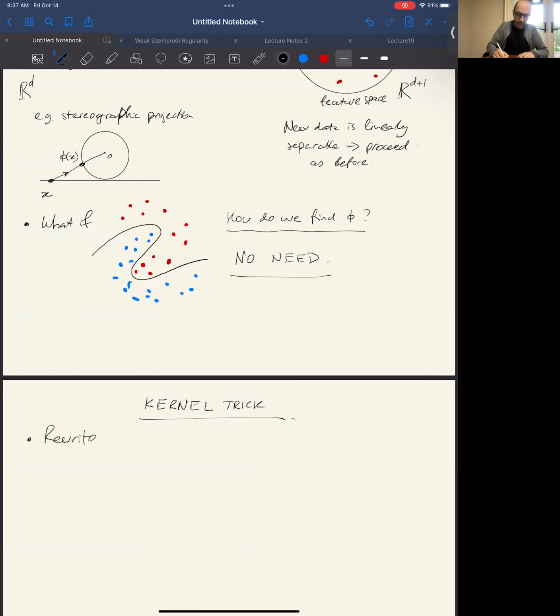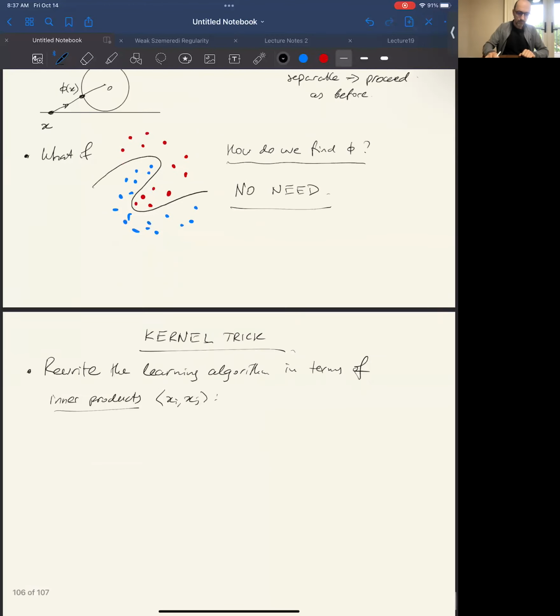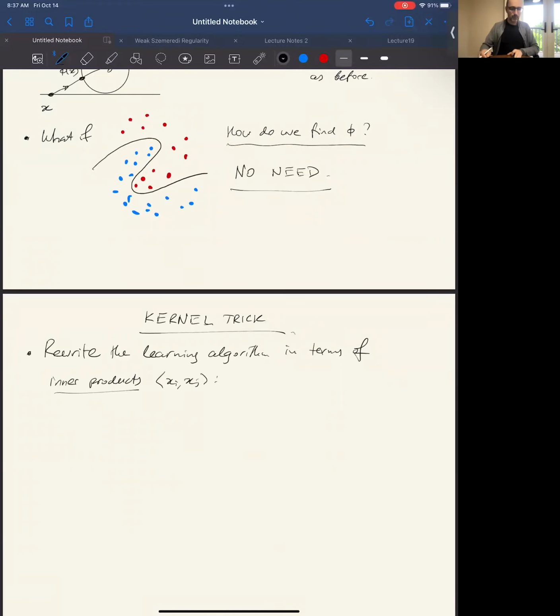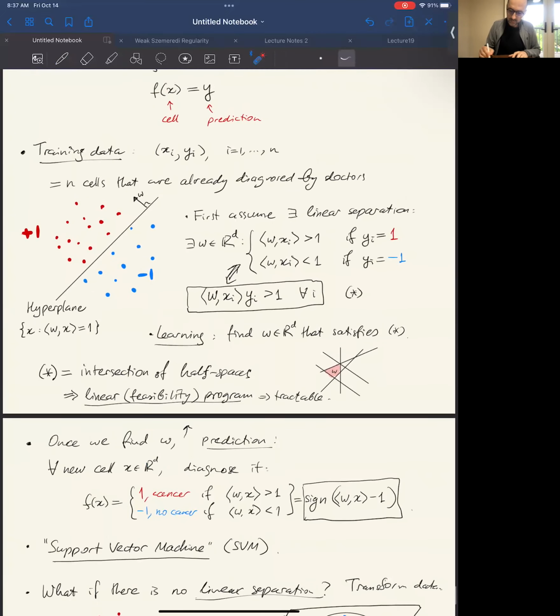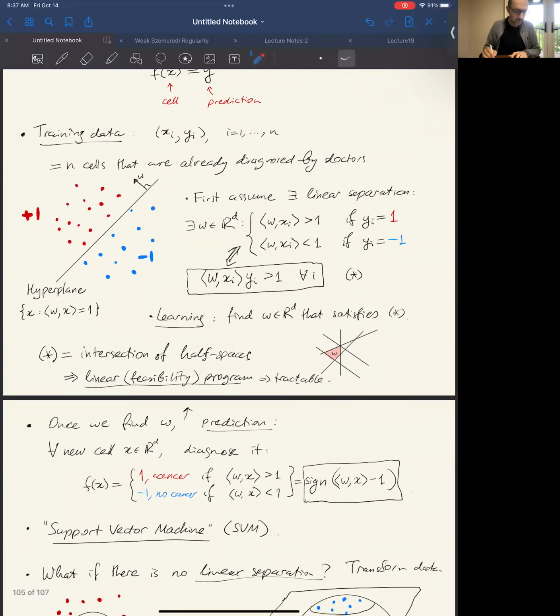So we would like to rewrite the learning algorithm that we already have, the linear learning algorithm, in terms of inner products between the data points. Okay, what is our algorithm again? Let's see. Our algorithm is to find this vector. Let me actually copy this.